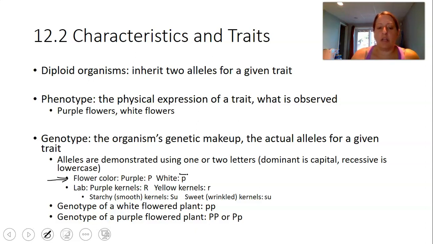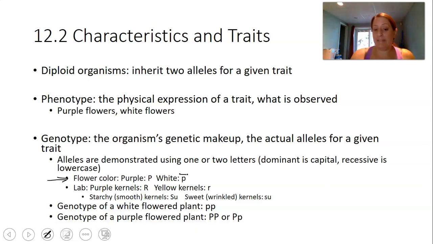In lab, you're going to look at kernel color, right? And so for purple kernels, you're going to use the capital letter R. And for yellow kernels, you're going to use the lowercase letter r. So on Cobs 1 and 2 this week, you're going to be looking at the kernel phenotypes. And so for genotype, again, you're going to use big R to represent the purple allele, and you're going to use little r to represent the yellow allele.